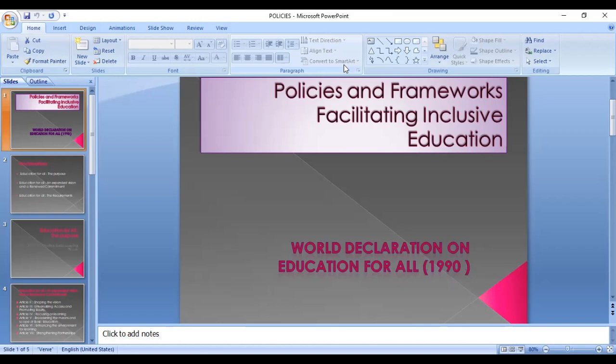So next we are going for policies and frameworks. In that, the first one is international declarations: the Universal Declaration of Human Rights, which is in 1948, and the World Declaration for Education for All, 1990. So first I am taking up the World Declaration for Education for All, 1990.